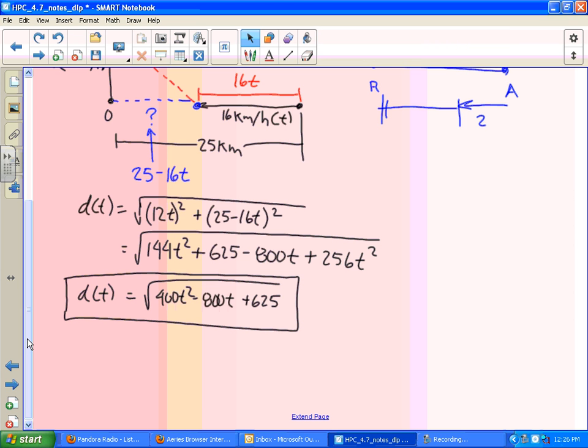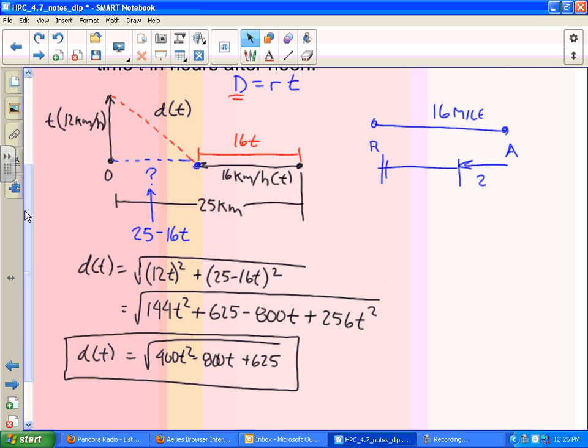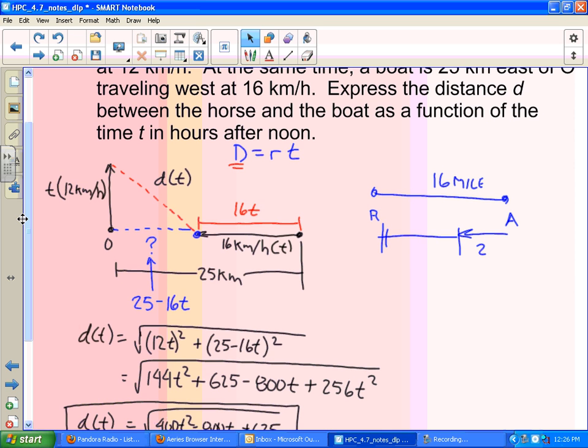And then from this, if we wanted to, we could answer questions like, when will they be closest to one another? So again, here's that quadratic under our radical. We can set up our axis of symmetry, find that time, and then we can plug that value in to find out actually how close they are to each other at that time. So there's a couple different things we can do from this problem.